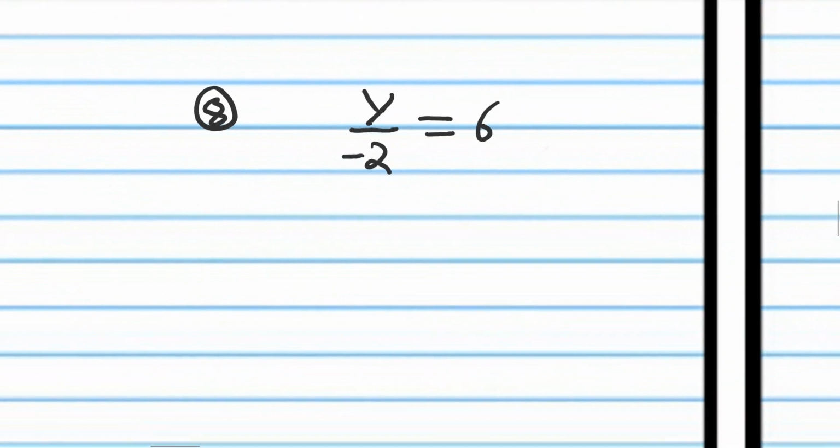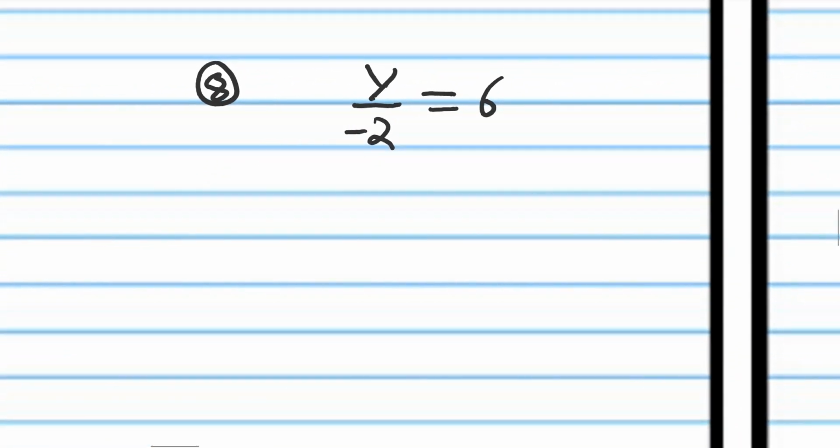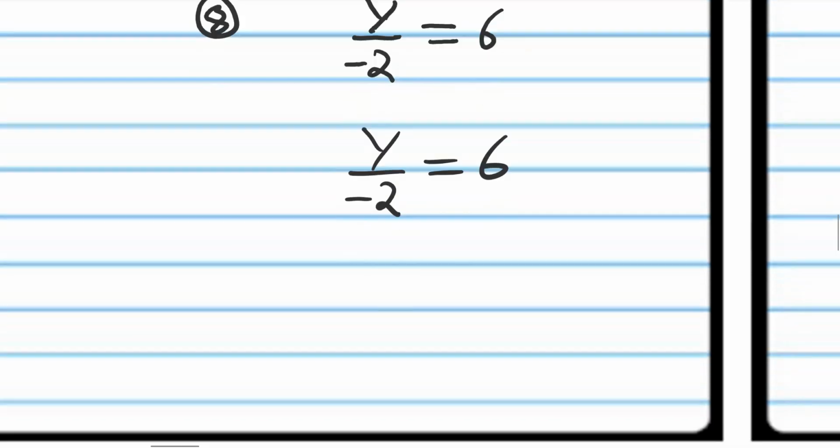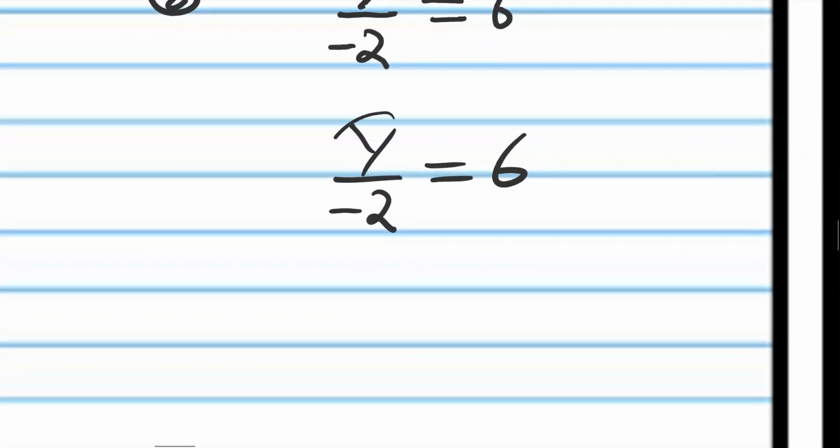All right, so what is the first step? You tell me. If you said rewrite the equation, you're correct. And what is the second step? If you said isolate the variable, get y by itself, you're correct. So this is y divided by negative 2. Remember, a fraction means division. So y divided by negative 2. So we have to do the opposite of dividing. What is the opposite of dividing? The opposite of dividing is multiplying.